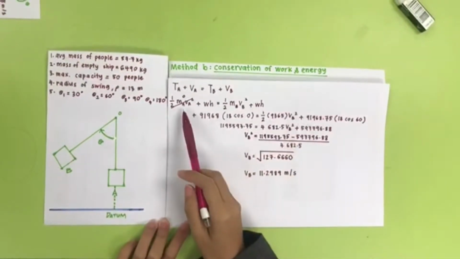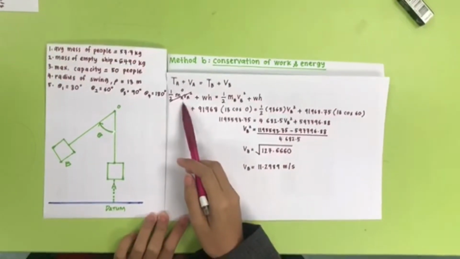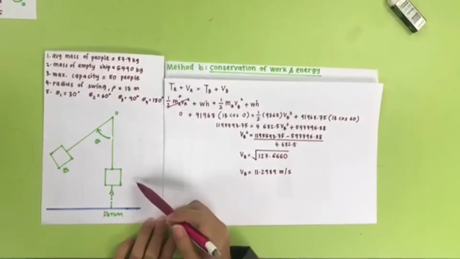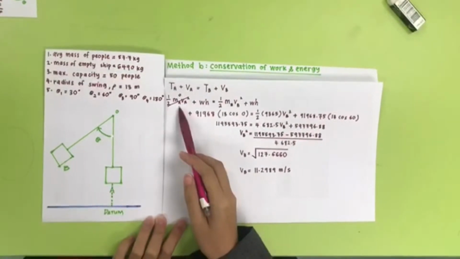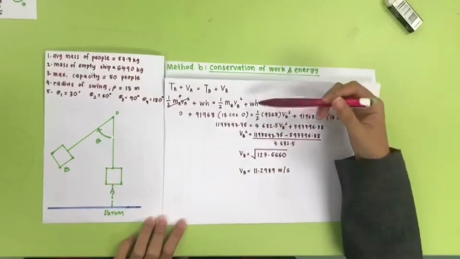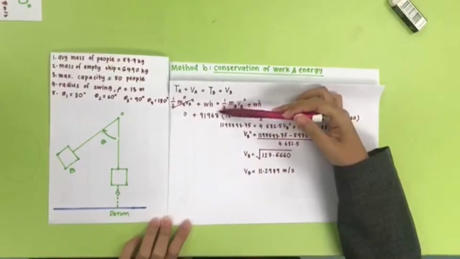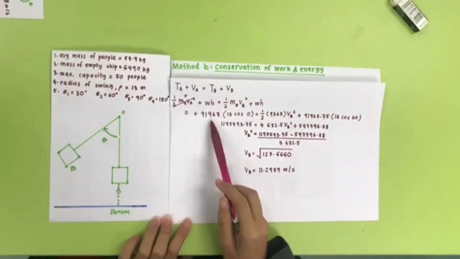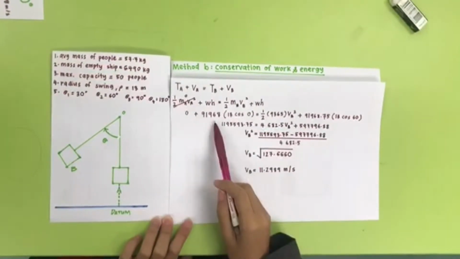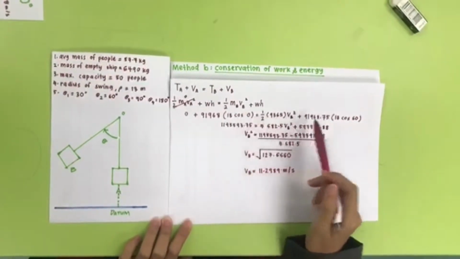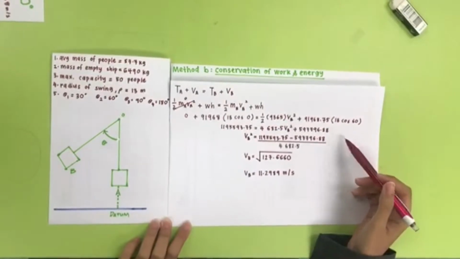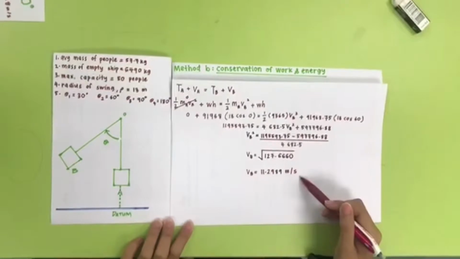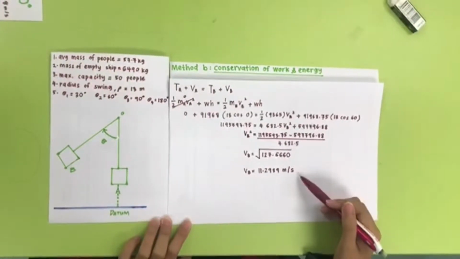So for TA, the kinetic energy at point A, since it is static and has no velocity, TA equals 0, and we substitute the values inside. The weight we have calculated before, we substitute it in, and the height too, and we solve the equation. We will get the answer for velocity V equals 11.2989 meters per second.